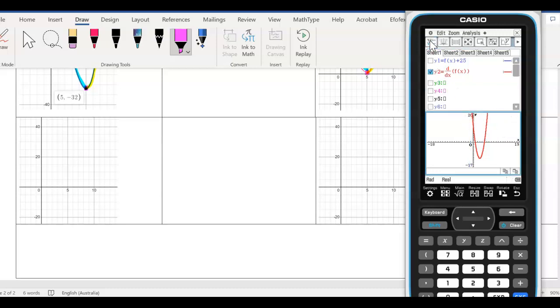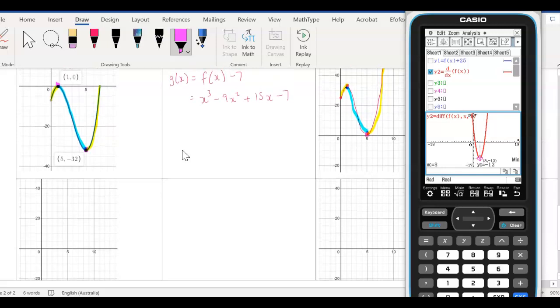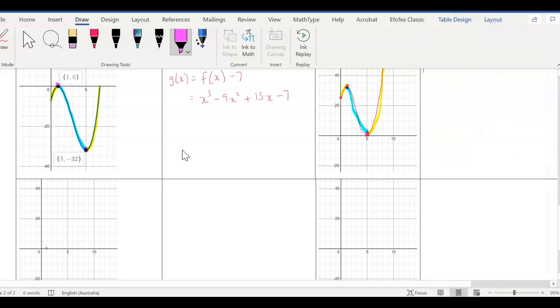Let's just turn that off. Okay, so if you wanted to know what the minimum point is, so let's just do function minimum, you can see it's going to come up with 3, -12. So that might help you with your sketching, because what we've done before is we said, okay, I've got a stationary point at x equals 1, so that's going to cross the x-axis at x equals 1, and we've got another stationary point at 5, so it's going to cross there.